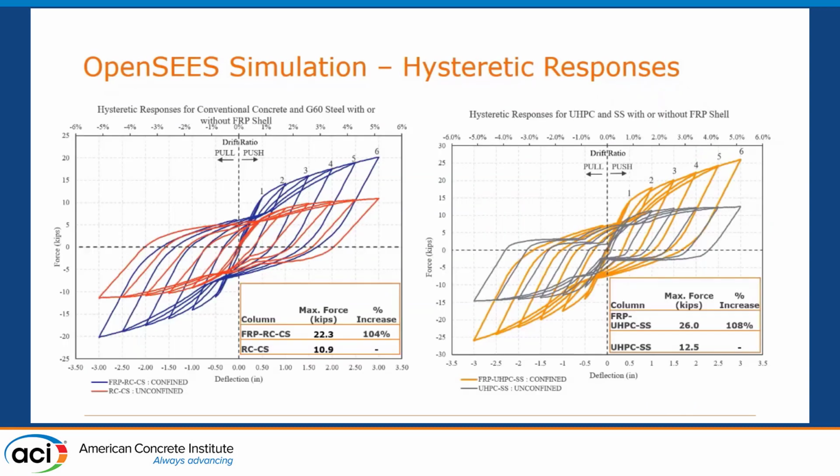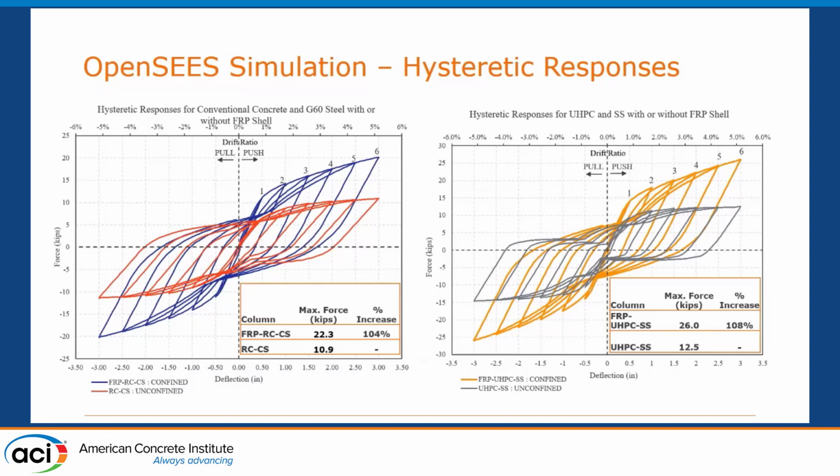So here are the results. We can see the cyclic behavior of the first one, the regular reinforced concrete. The red one is the regular reinforced concrete. The maximum force response at cycle 6 is 10.9, versus if we include the FRP tube, then we have 104% increase, 2 times the original at cycle 6. Now, in terms of UHPC, if we use UHPC and stainless steel without FRP tube, it's 12.5%. And if we include the FRP tube, it comes to 26%.